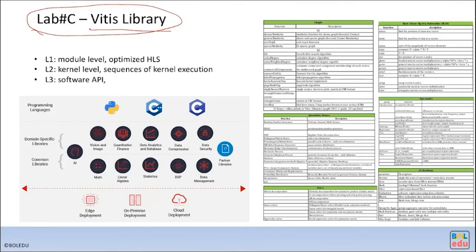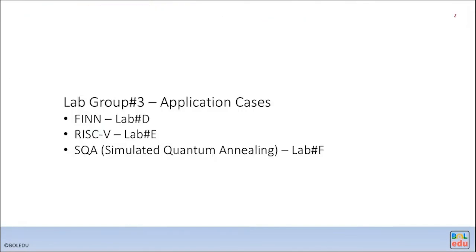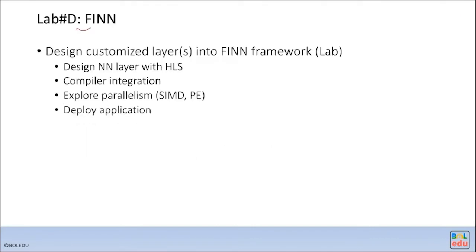And lab group 3, basically that's the application cases. In lab D, I really want to give you the Fin framework, so that you can use this platform. I believe it's going to benefit your future research or development. This is a very good tool.